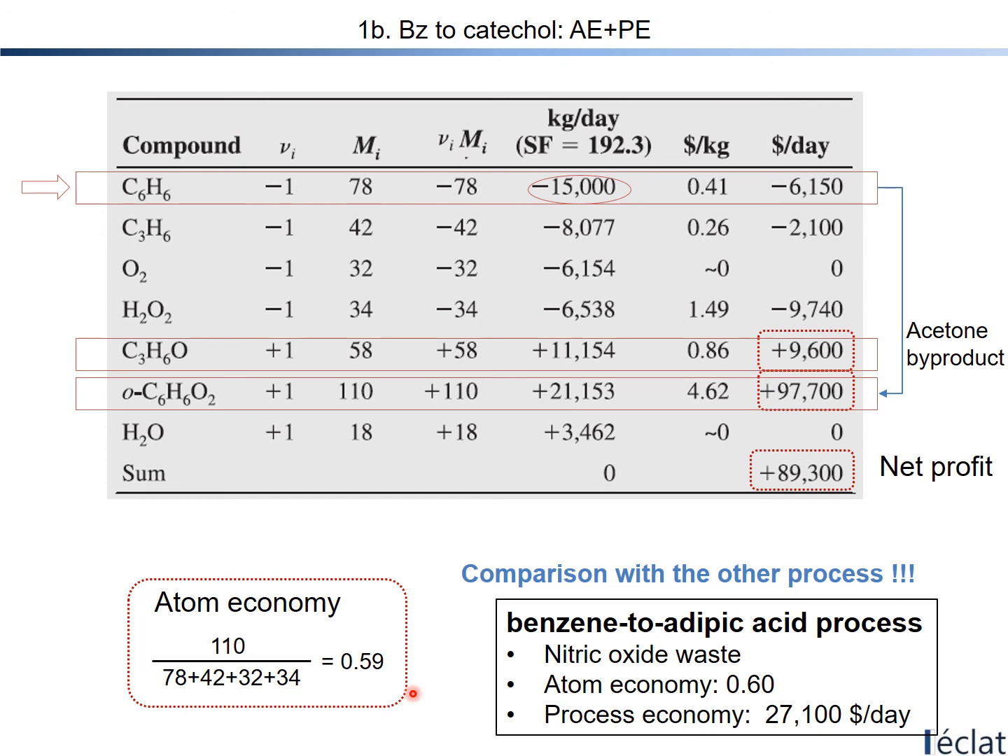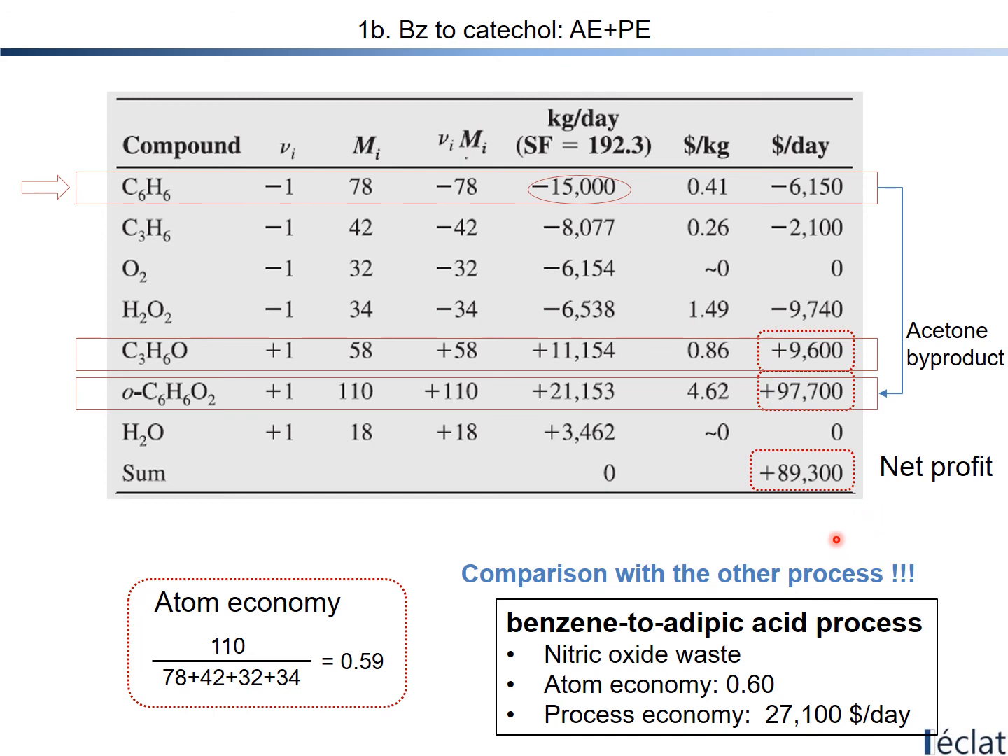Also, let me go to the process economy. Those are costs, and those two things, again, this is the catechol and this is the acetone. We will sell those two to the customers. Then the summation of all the money is going to be about 90,000 profit. Plus means profit, minus means deficit.